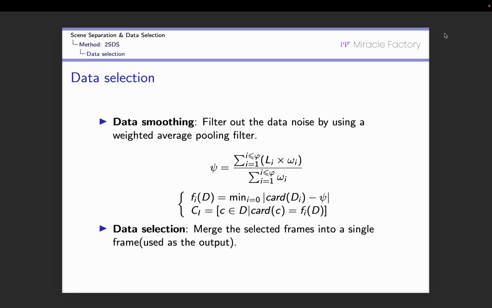And the second step is the data selection procedure. Essentially, we merge the selected frames into a single frame and use this as the output. So the final output of this particular scene is represented by a single frame in this scene.